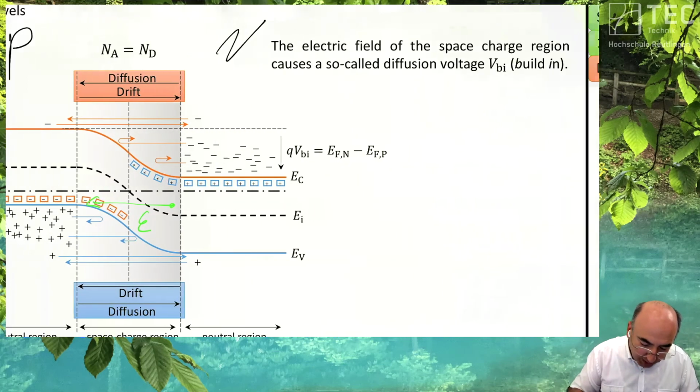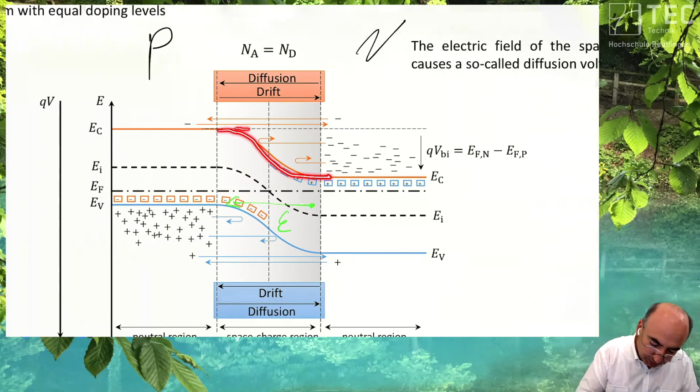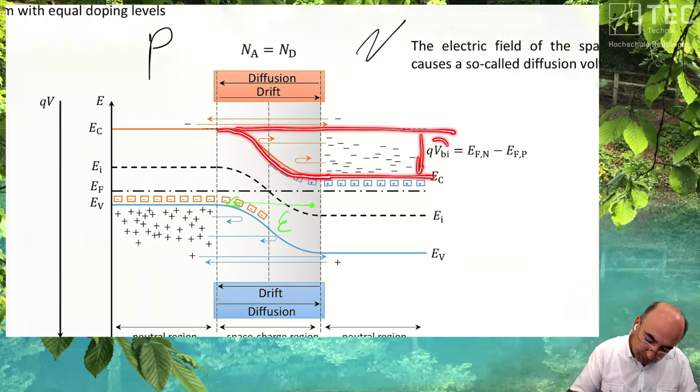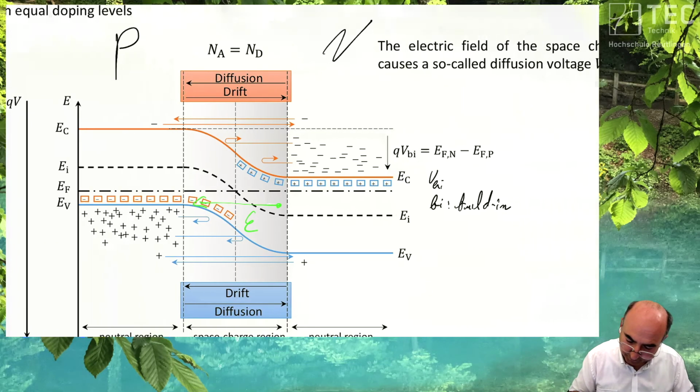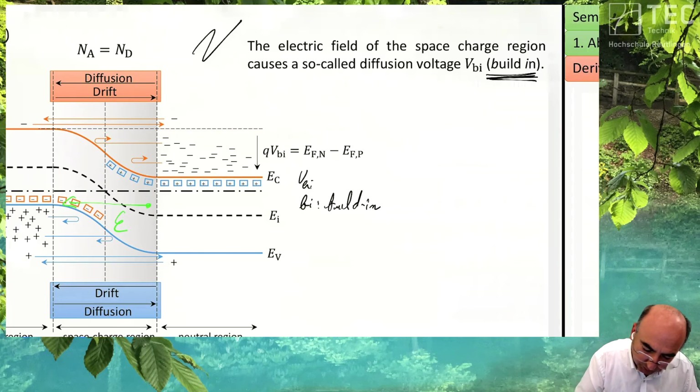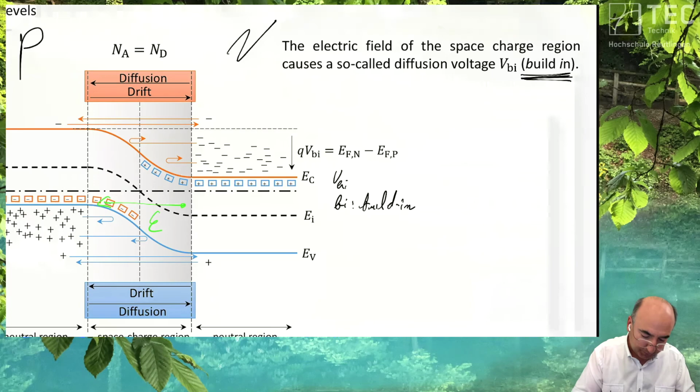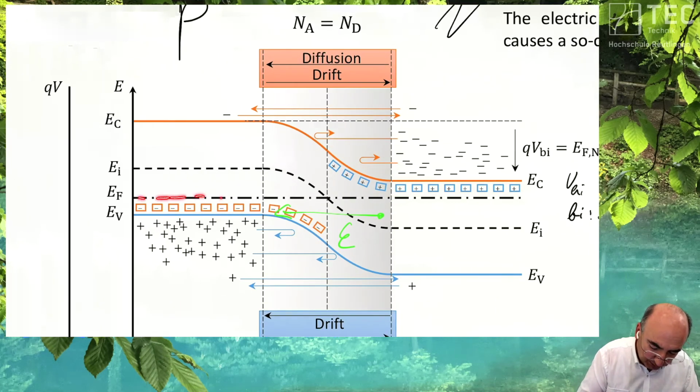That's it. So you have, due to this bending, also this voltage. This voltage is called BI. So BI means built in. You don't have to read my very good handwritten stuff. It's the built-in voltage. And the built-in voltage is now the following. We have the Fermi level here. We have the Fermi level there.